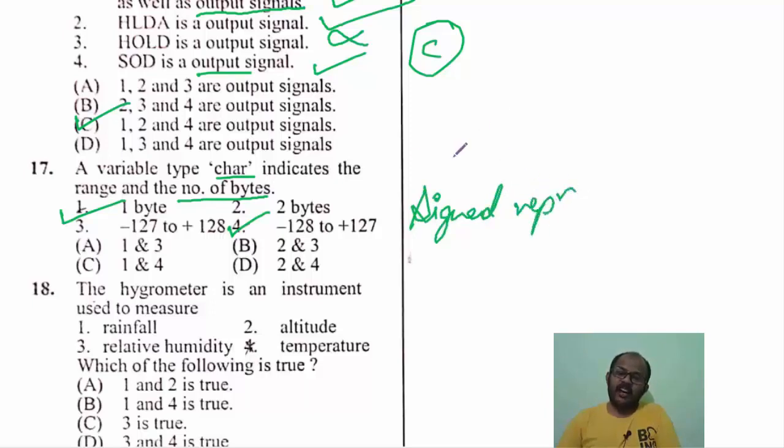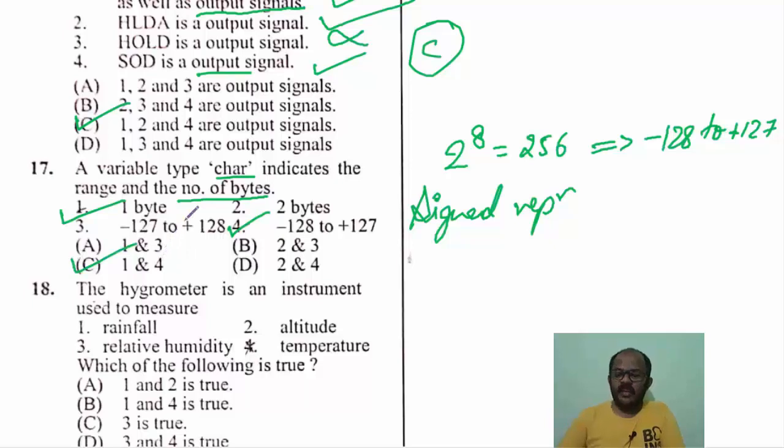Able to follow? So a character is going to take 8 bits, nothing but 2 power 8, which is equal to 256. So the range is from -128 to +127. Able to follow? So the option that is going to follow is option C is correct.